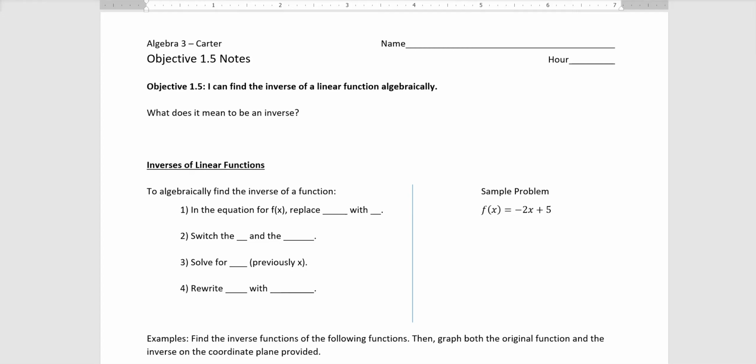Yes! And welcome to our Objective 1.5 notes. Objective 1.5 says I can find the inverse of a linear function algebraically. Now to get started, let's talk about what an inverse means.